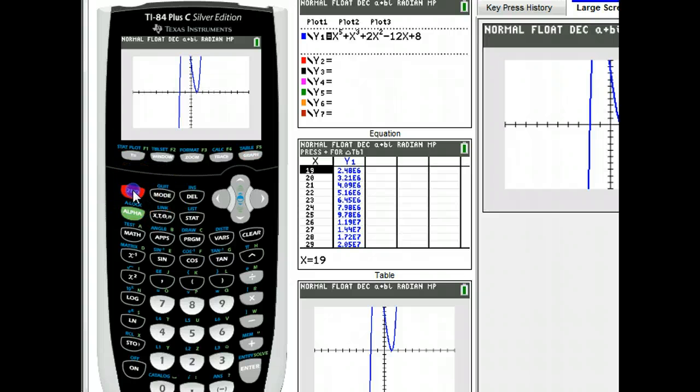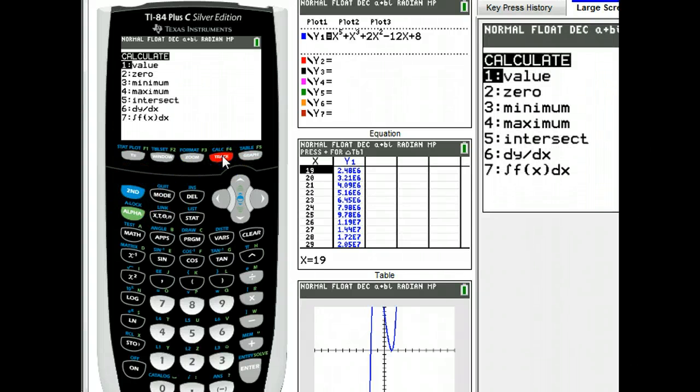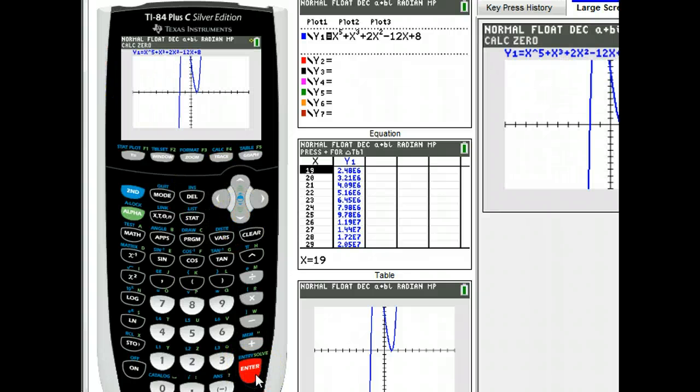So what I'm going to do is hit second trace, and I'm looking for the 0 value, which is my option number 2. I'll click 0, and it asks me to be on the left-hand side. Now here's my point, and I need to be on the left-hand side of that, and I'm way up here right now, so that's not going to work. I need to keep going until I am on the left-hand side.